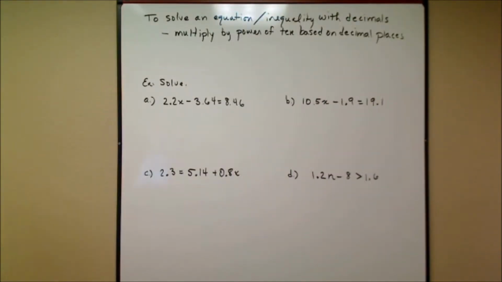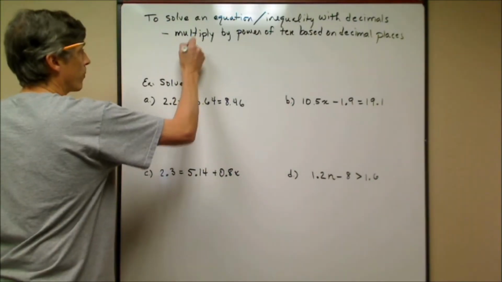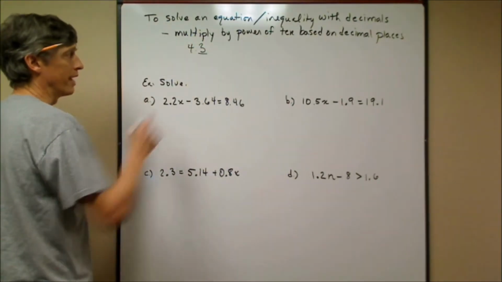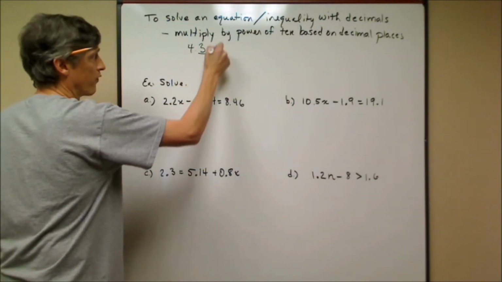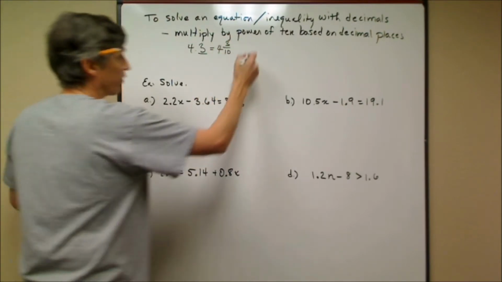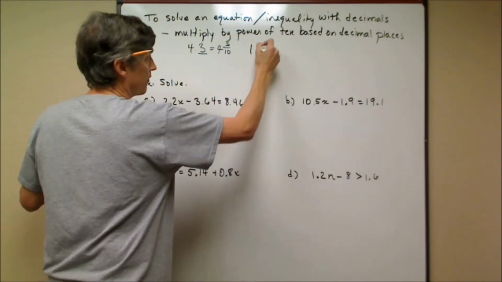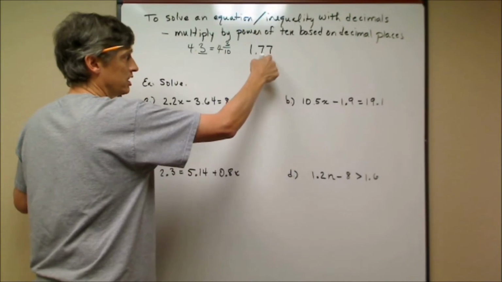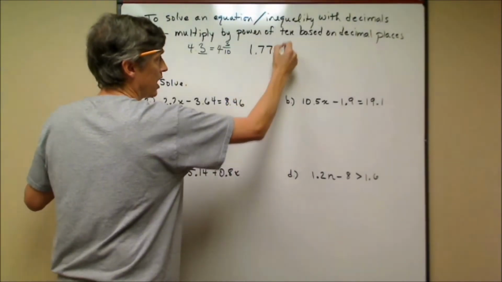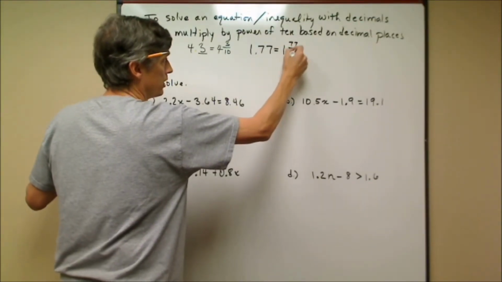Now let's consider equations or inequalities that involve decimals. Now decimals, remember, are just fancy fractions. Decimals have denominators that are powers of 10. If you think of a decimal like 4.3, that's the 10th spot. This is the same as 4 and 3/10. If you think of a number like 1.77, this is the 10th, this is the 100th spot. This is the same as 1 and 77 100ths.